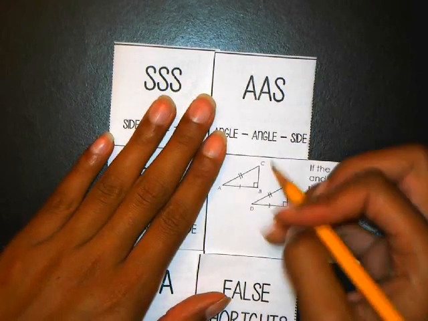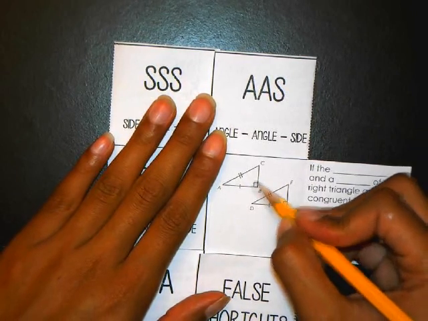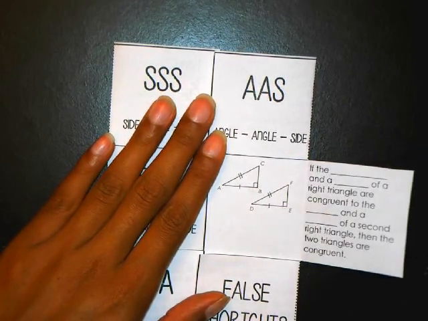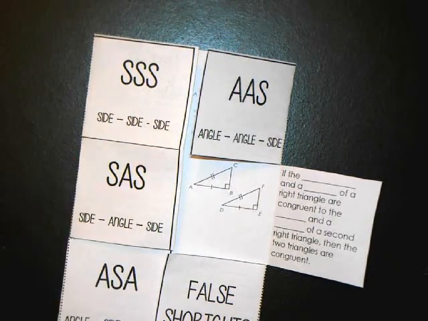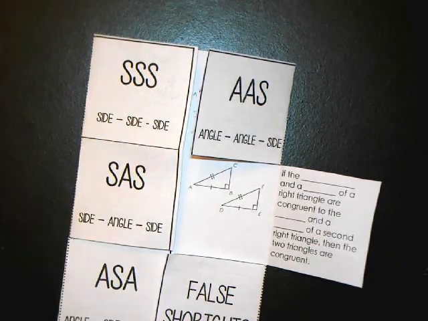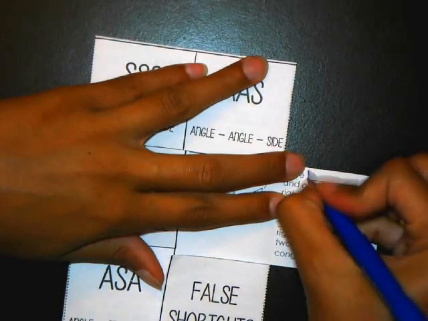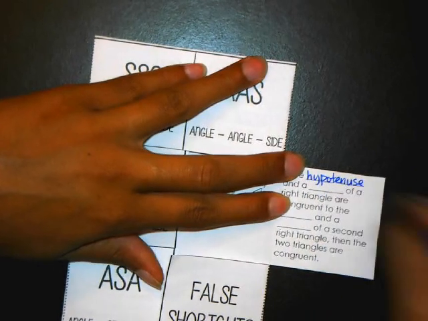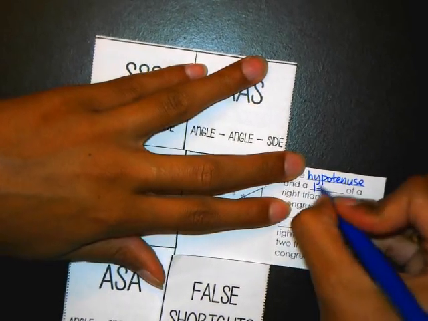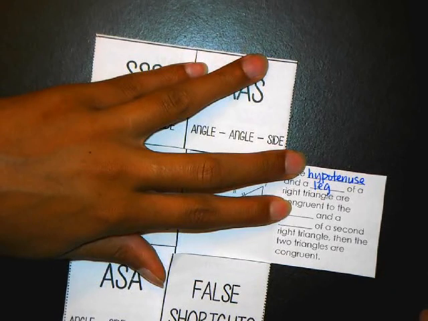Alright, now the rule for this one is as follows. And that is, if the hypotenuse and a leg of a right triangle are congruent to the hypotenuse and a leg of a second right triangle, then the two triangles are congruent.